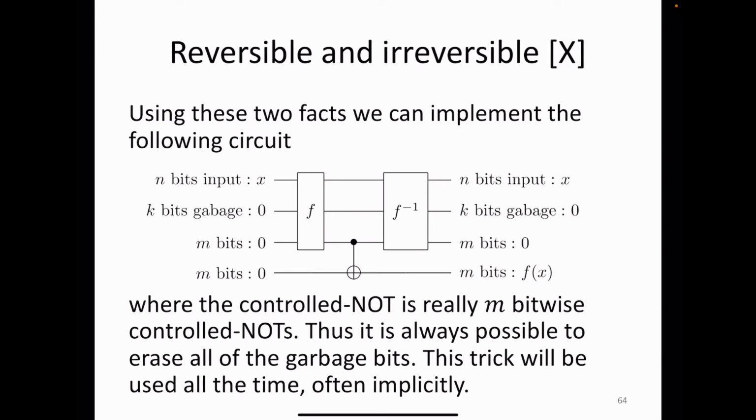Here again, if you look at this first part where you can see f, that's still the same. Then what we do here is apply controlled NOT to the output m bit states. Here we also have m bits on the bottom. And the controlled NOT in that case is really the m bitwise controlled NOT.